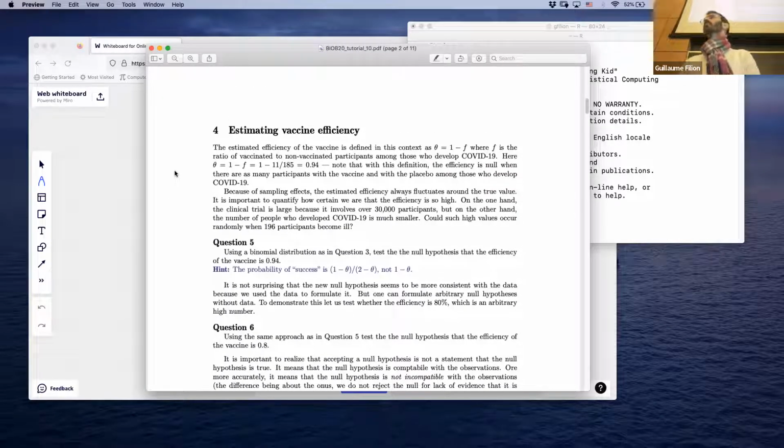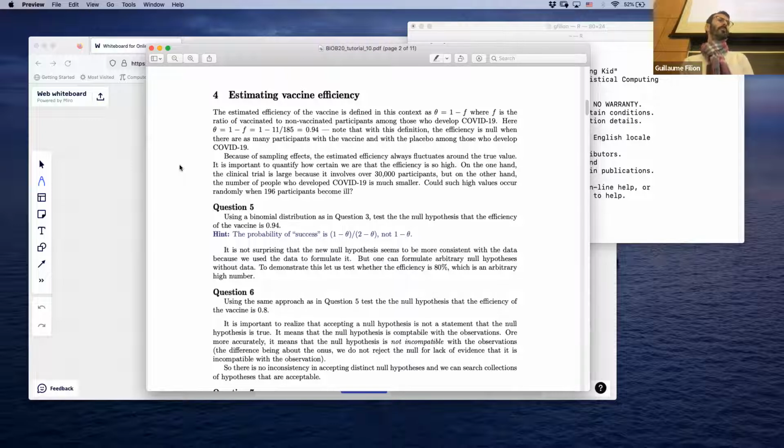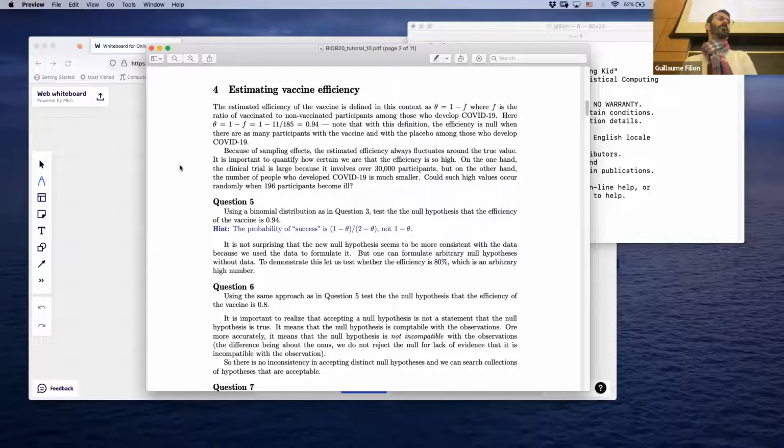I remember I asked you this thing, but I couldn't get a response, and I still didn't quite get it. It was question 5, where you define the probability of success as 1 minus something divided by something, not just 1 minus. So why is that the case? Why is it not just 1 minus?